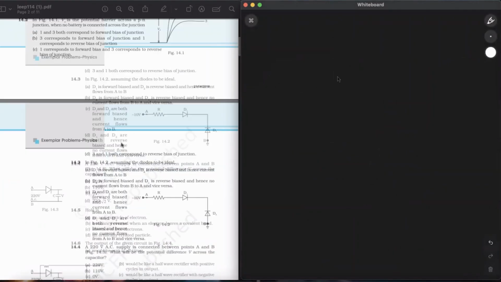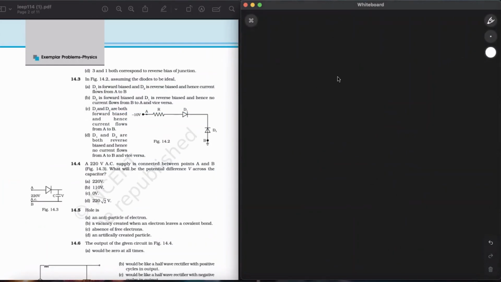Question number 3. Assuming the diodes to be ideal, D1 and D2: D1 is forward biased and D2 is reverse biased, hence current flows from A to B. D2 is forward biased and D1 is reverse biased, and hence no current flows from B to A and vice versa. D1 and D2 are both forward biased, and hence current flows from A to B. And D1 and D2 are both reverse biased, and hence no current flows from A to B and vice versa.